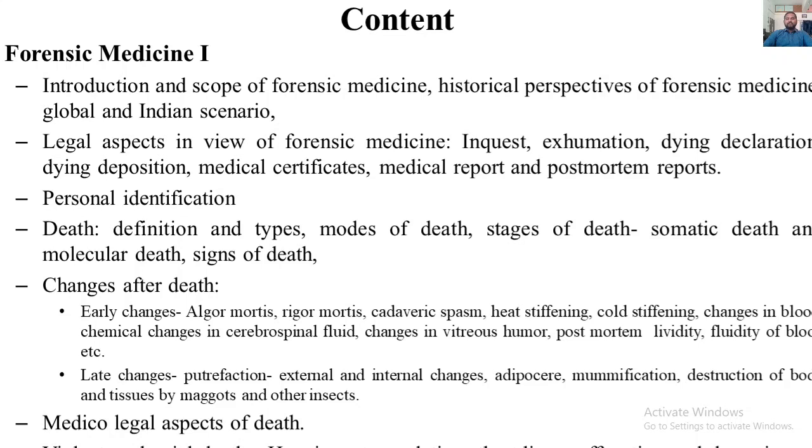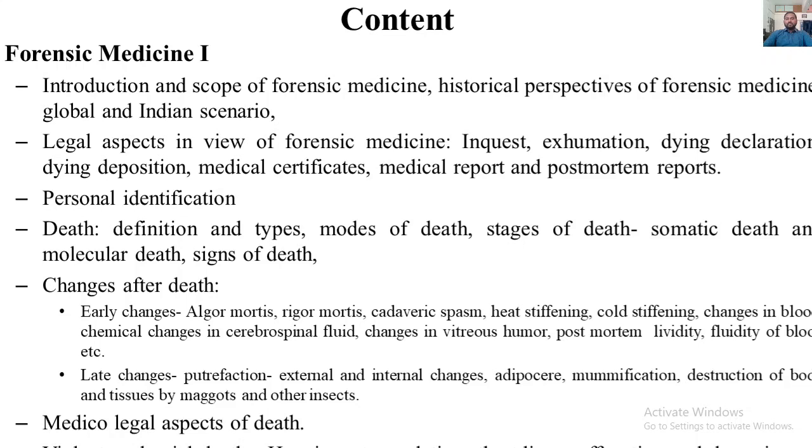And after this we'll discuss the changes after death. So here particularly two types of changes, early changes and late changes. So here early changes include algor mortis, rigor mortis, cadaveric spasm, heat stiffening, cold stiffening, changes in blood, chemical changes in cerebrospinal fluid, changes in vitreous humor, post-mortem lividity, fluidity of blood, etc. And late changes include putrefaction, that is external and internal changes, then adipocere, mummification, destruction of body and tissues by maggots and other insects. So these are all changes after the death. We'll discuss that in detail.